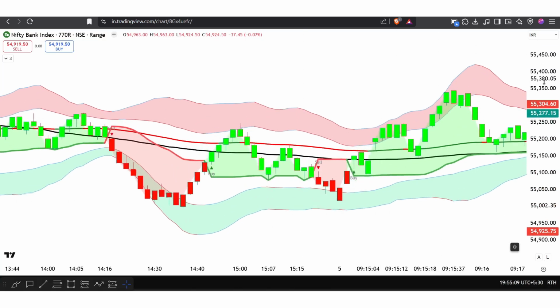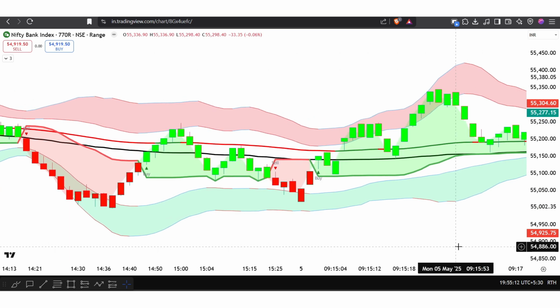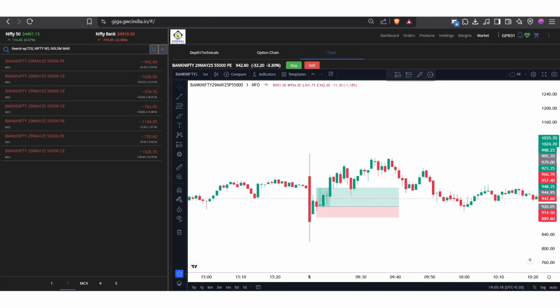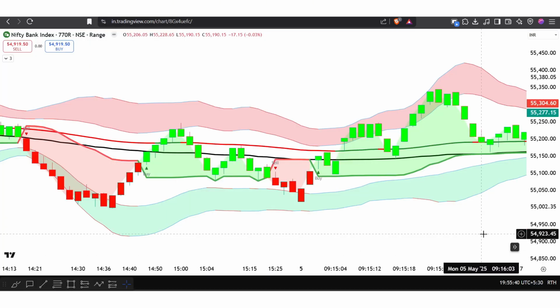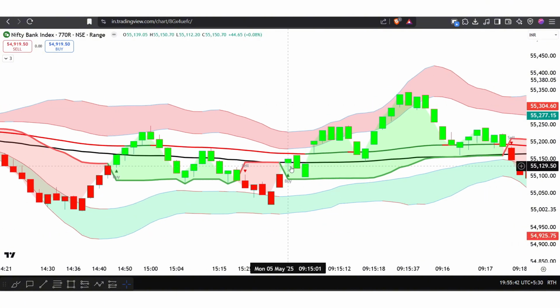And on the downside, I always mention go for slightly in the money, the first round figure in the money option. So it is opening flat, that means I can either go for the 55,000 put option, or I can even keep 54,500 put option, as you can see over here. But for this example in this video, I'll be using 55,000, which is a round figure put option, and the 55,000 call option.